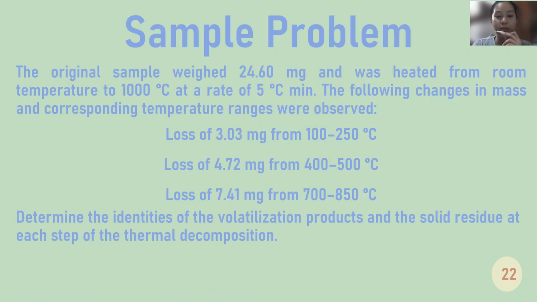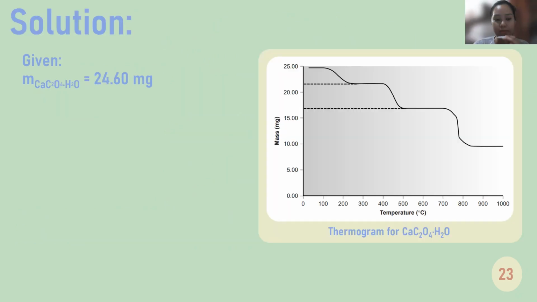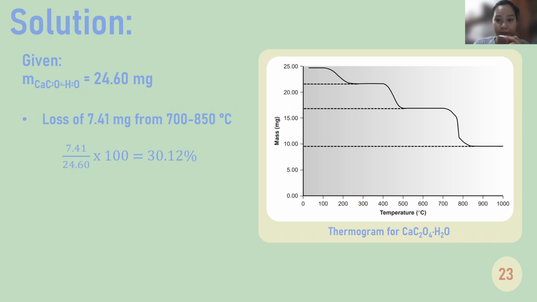Lastly, we will address the loss of 7.41 milligrams from 700 to 850 degrees Celsius. Here, we will get a 30.12% loss of mass in the sample upon heating at 700 to 850 degrees Celsius. This is the third step, which can also be seen in the thermogram.